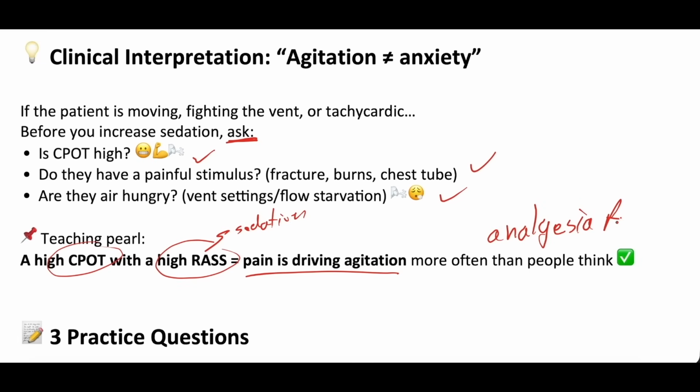That analgesia-first approach. Okay, so we do RASS much more frequently, in general, but if the RASS is high, do a CPOT, right? See if they're in pain, and treat that pain first, and that might help their RASS. And if their pain's adequately treated and the RASS is still high and you're trying to target a different RASS, then maybe sedation is the right choice, but don't just throw more sedation at a problem, because it could be pain driving that problem rather than anxiety.